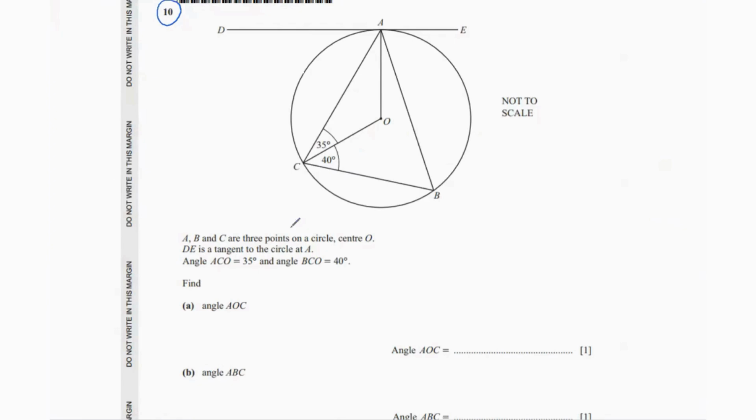It's not that complicated. So angle AOC, we know OC is equal to OA because of the radius, which means it's an isosceles triangle. So this is going to be 35. So for AOC, it's going to be 180 minus 35 minus 35. That gives us 110. Then ABC. Angle at the center is twice the angle at the circumference. So 110 divided by 2, 55 degrees.